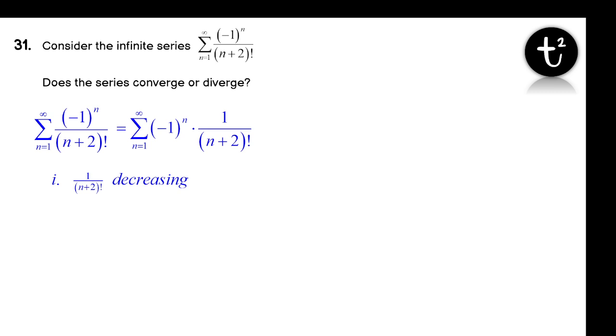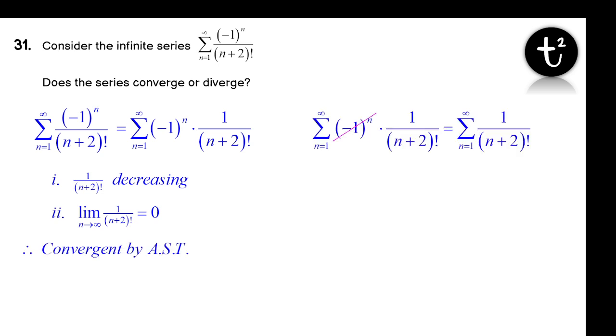And you can really quickly graph this. I can see term-wise this definitely is decreasing, so check. Property number 2, the limit as n goes to infinity of 1 over n plus 2 factorial is equal to 0. So since both properties hold, we can conclude that this series will converge by the alternating series test.